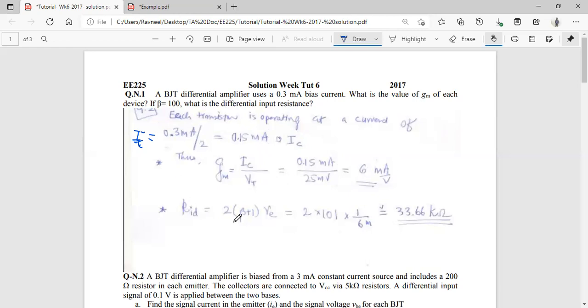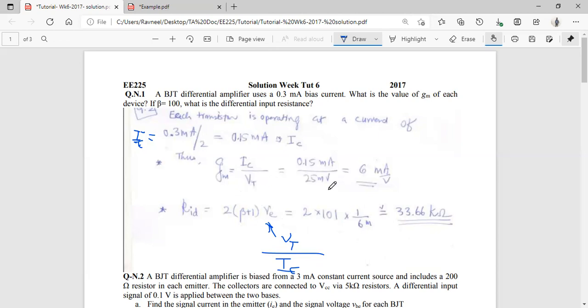Next is to calculate our RID. Our RID is equivalent to 2 into beta plus 1 times RE, right? To calculate our RE, it is VT upon IE, isn't it? So our RE is equal to VT upon IE. If our IE is approximately equal to IC, it will become VT upon IC. So basically it is the inverse of transconductance, isn't it?